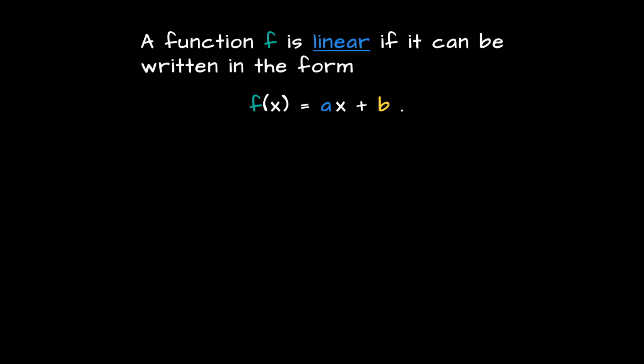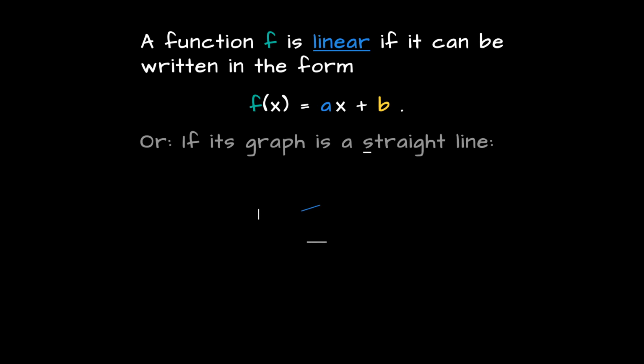These ideas lead us to the general definition of a linear function. In general, we say that a function f, defined on a subset of the real line and taking values in the real line, is linear if it can be written in the special form f of x equals ax plus b, where a and b are fixed constants. We might call that the algebraic definition of a linear function, but there's a geometric definition too. A function is linear if its graph is a straight line. This also explains where linear functions get their name from.